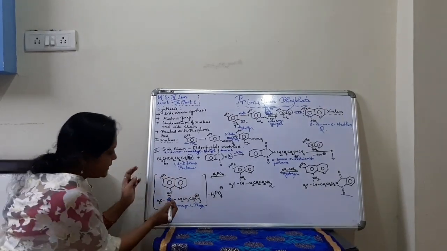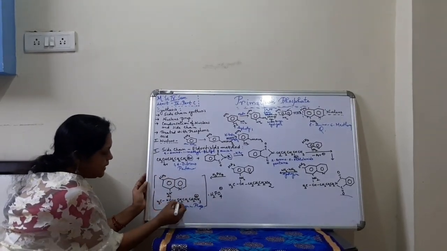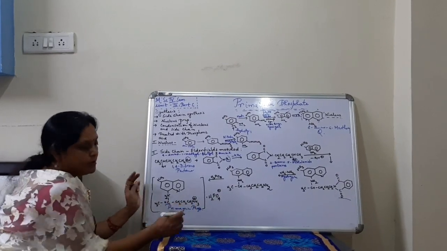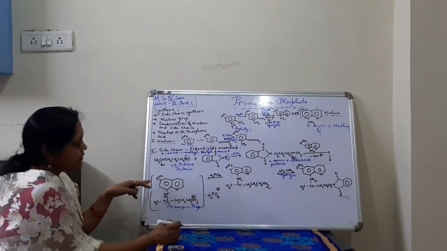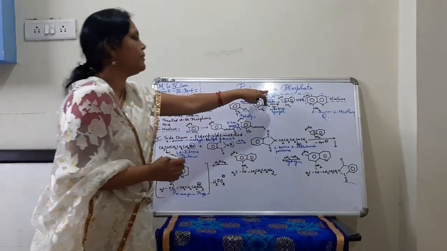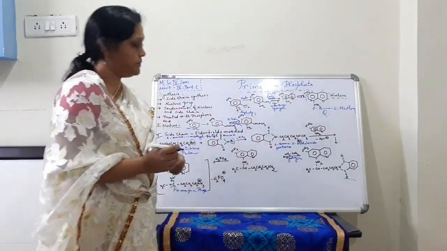So you can find here, this is the 1-methyl, then 2, 3, 4 amino side chain in the primaquine on the quinoline nucleus to convert it into primaquine phosphate.